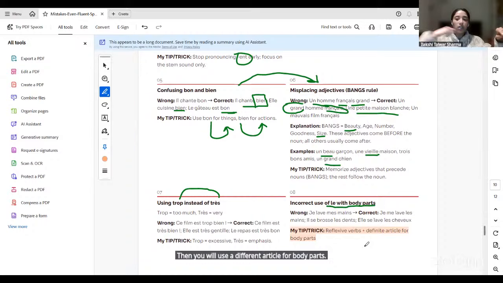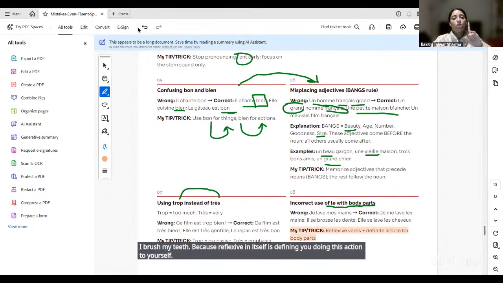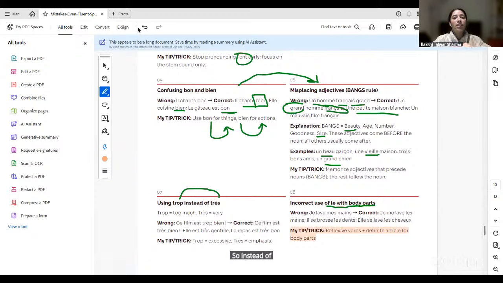I brush my teeth. Je me brosse les dents, not mes dents. Because reflexive in itself is defining you're doing this action to yourself. So instead of mon, ma, mes, ton, ta, you'll end up using articles, definite articles. And that's the rule. Reflexive verbs plus definite articles for body parts.